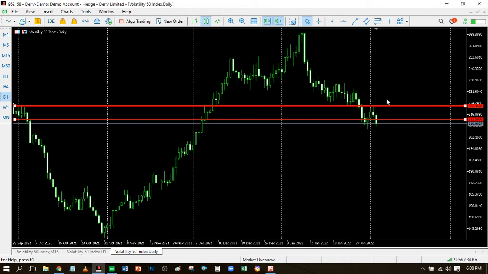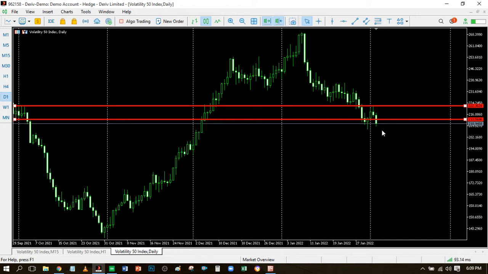Now if the price breaks above this upper band, it means the price is trending upwards, and I'm going to look for only buy trades. Even if I get a sell opportunity, I'm not going to trade it. Why? Because I'm only looking to trade along the trend. So I'm only going to be buying in this kind of scenario when the market is above this upper band. All right, so that's just a strategy, guys.